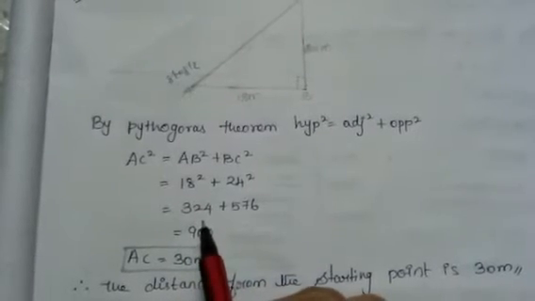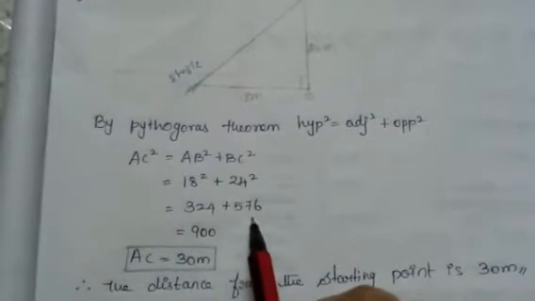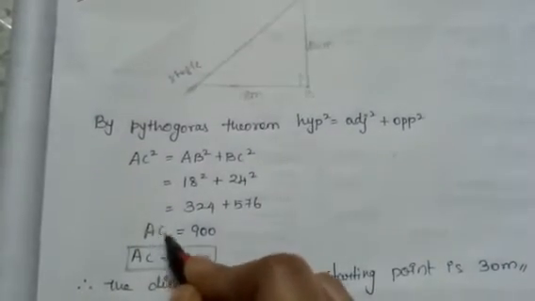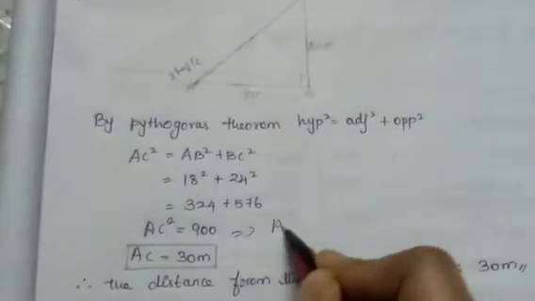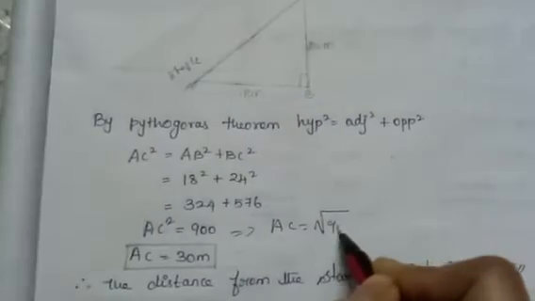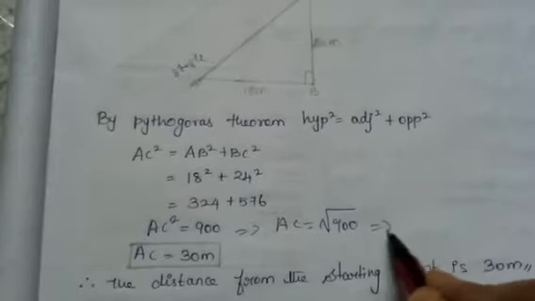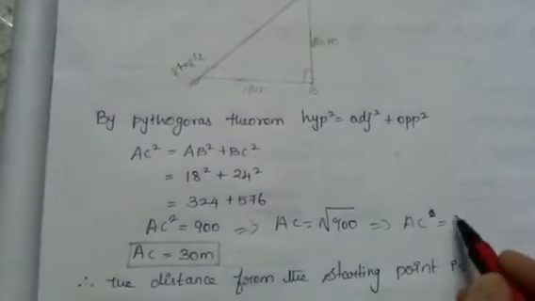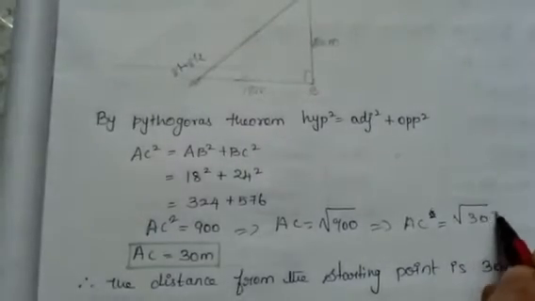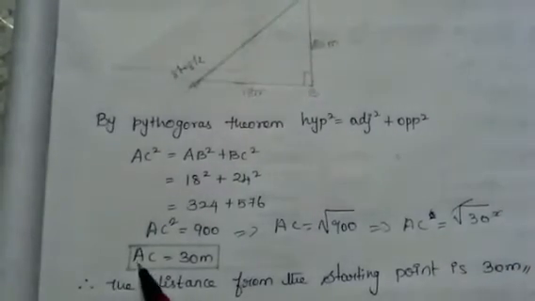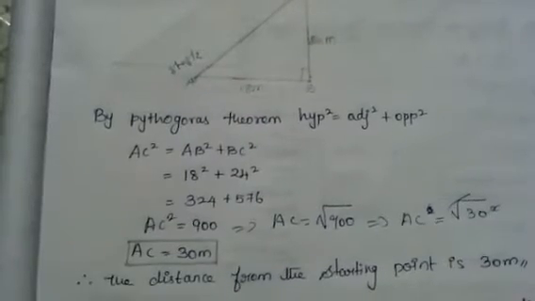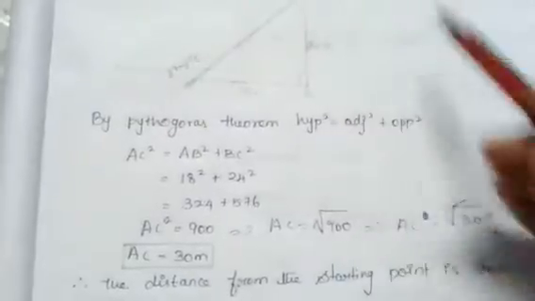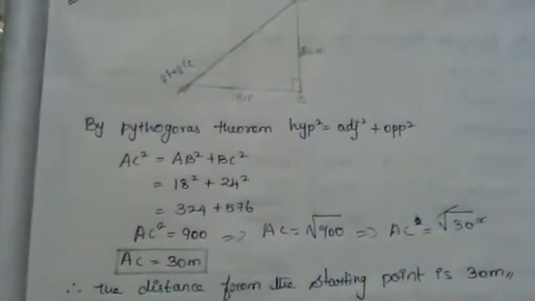18 square is 324 and 24 square is 576. Add both the terms, we will get 900. So AC square is equal to 900. Then AC is equal to root of 900. So 30 square. We can write it as AC is equal to root of 30 square. Square and root get cancelled. So AC is equal to 30 meter. Then the distance from the starting point to the current position is 30 meter.